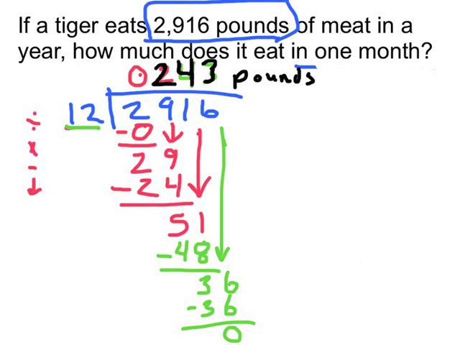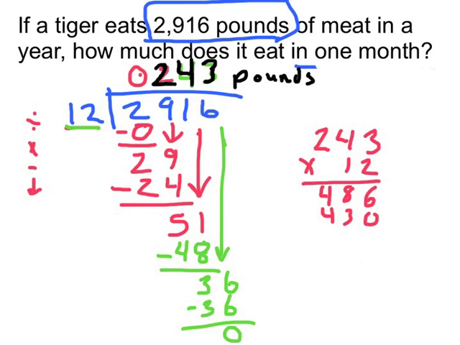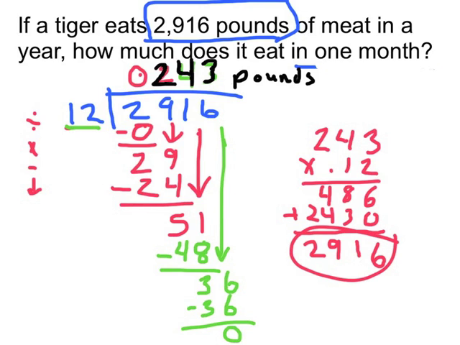If you want to check your work, the opposite of dividing is multiplying. We multiply that 243 times the 12 months. We should get the same number that we started with, 2,916. If we do, it means we did it correctly. I do get 2,916, so that means it is correct. The answer is 243 pounds in 1 month.